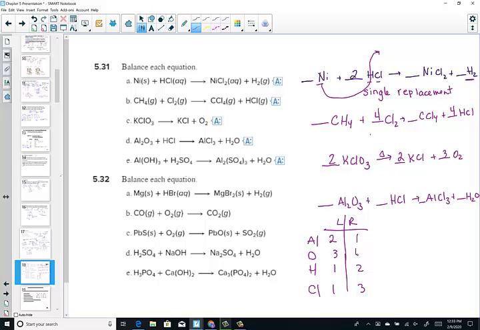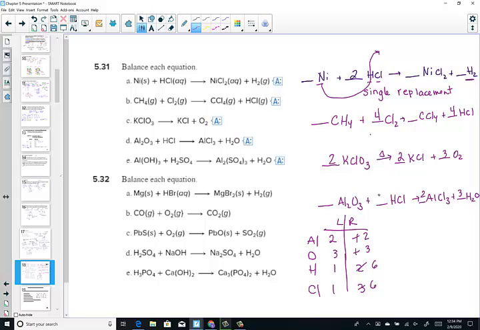For no other reason than it's written on the top, I'm going to start with aluminum. I'll do that by placing a 2 in front of aluminum chloride. Fix your T-chart. We have 2 aluminums, and now 2 times 3 is 6 chlorines. All right, that's fine. Oxygens, there's 3 on the left. Shall we try a 3 on the right to repair the oxygens? There's 3 O's. Don't forget to repair your T-chart because now there's a total of 6 hydrogens as well.